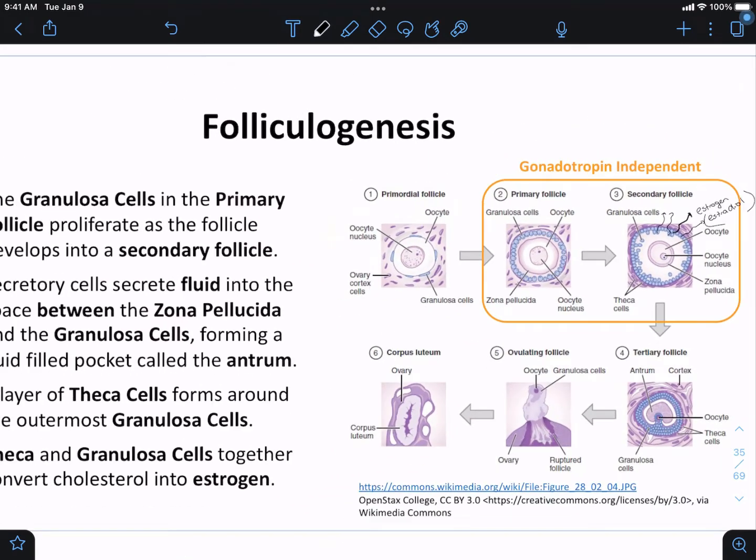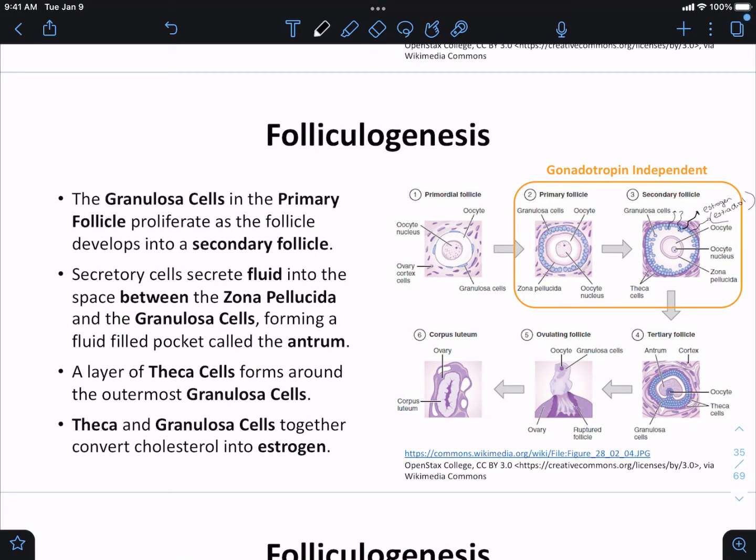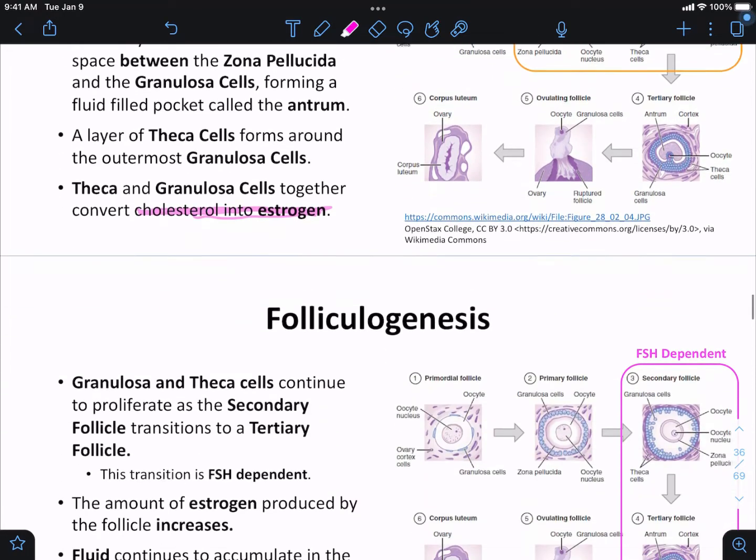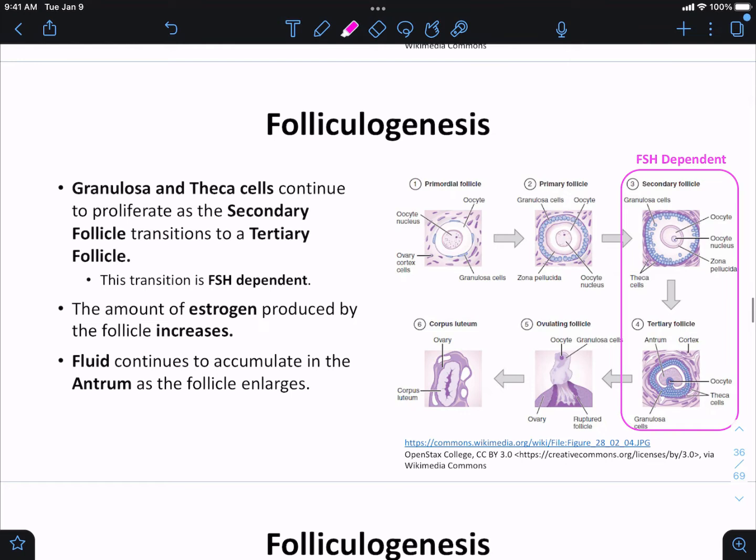And the more follicle cells we have, the more estradiol that we produce, and it's produced through the conversion of cholesterol into these estrogens. Okay. The next step for folliculogenesis is finally dependent on a gonadotropin, and the gonadotropin it is dependent on is FSH.